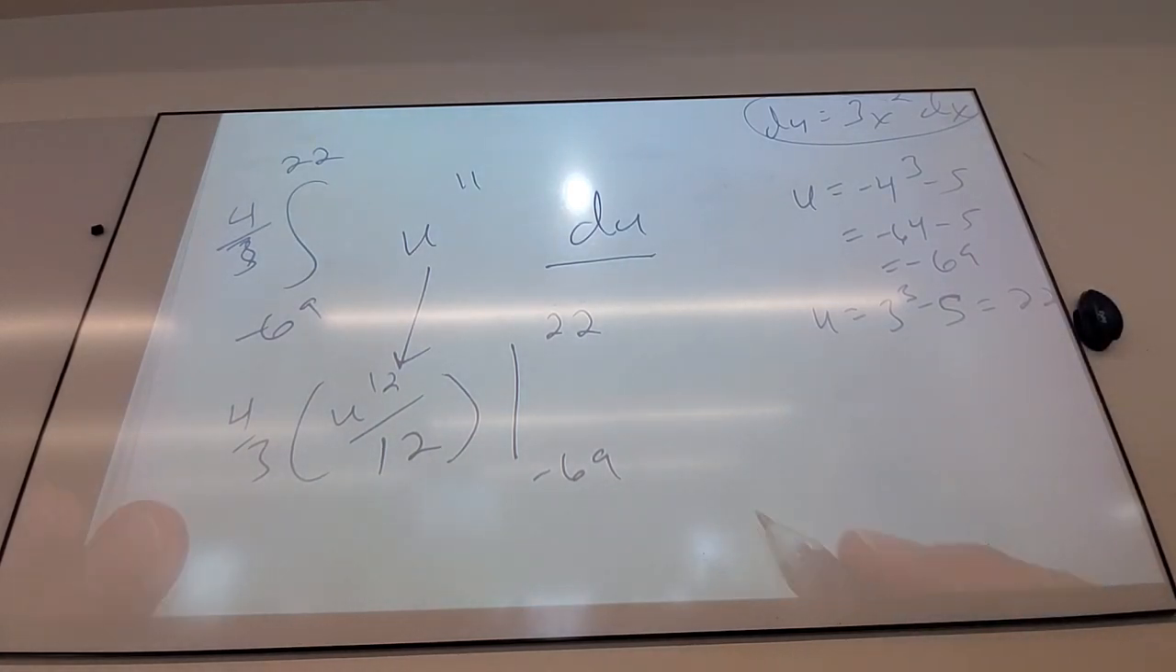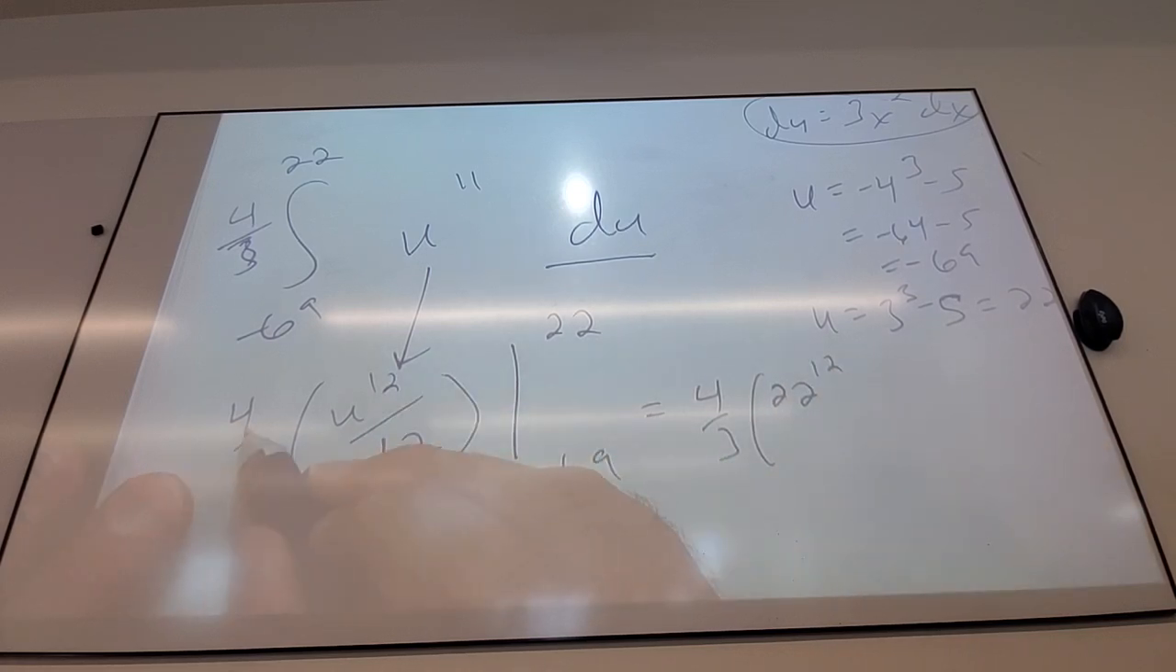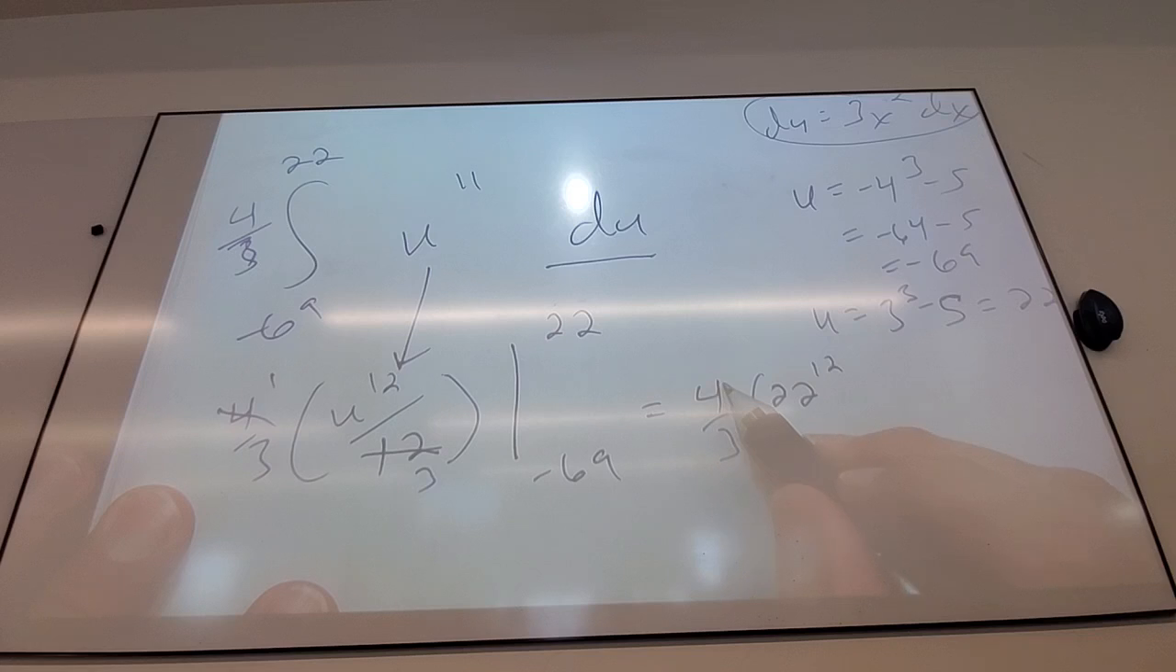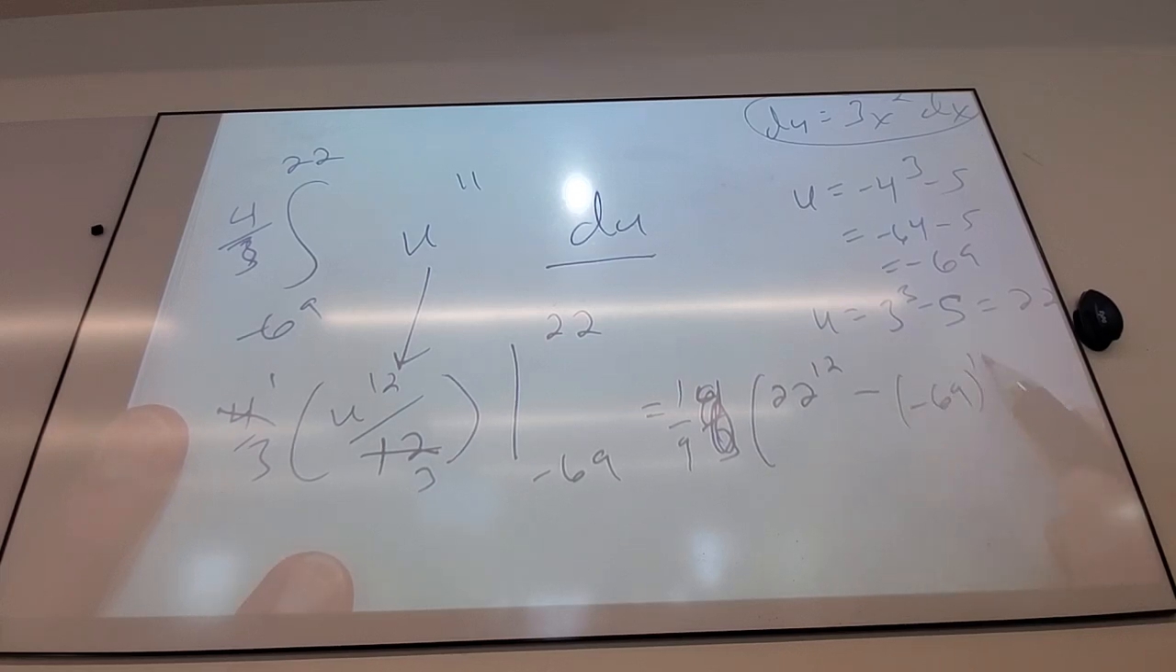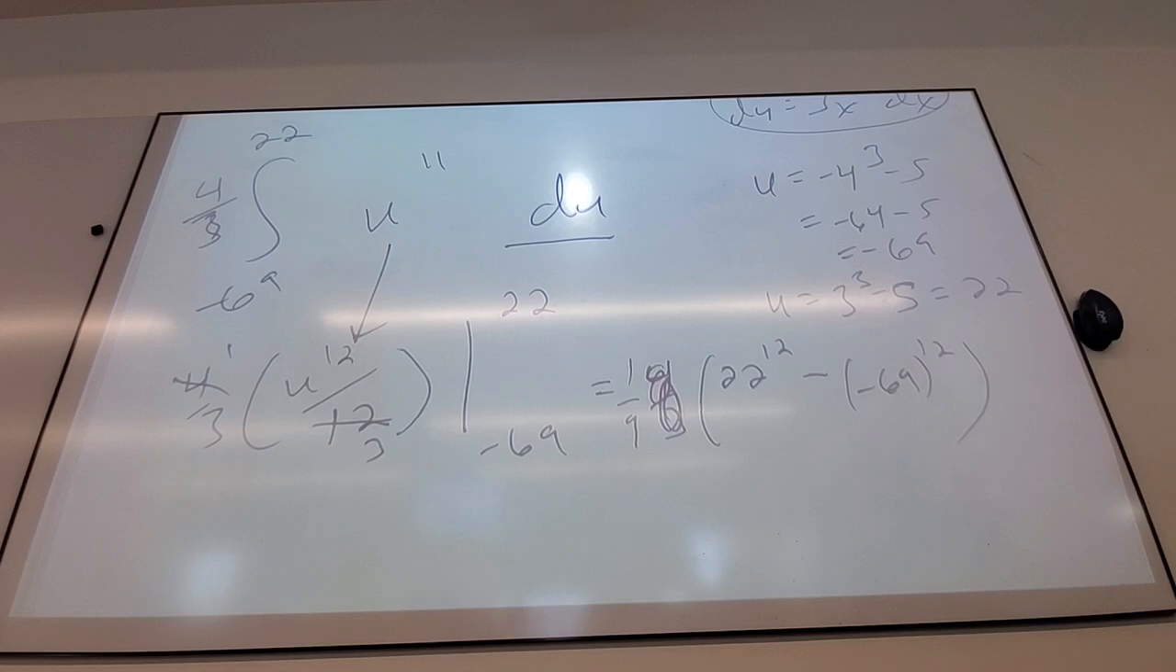And unfortunately for us, we have a teacher that can't think ahead correctly. So then we have these 22 to the 12th. Now I could simplify this a bit. So this would be 1/3, so this would be 1/9. Let's do that. 1/9. Then I have 22 to the 12th minus -69 to the 12th. And then, whatever that is.